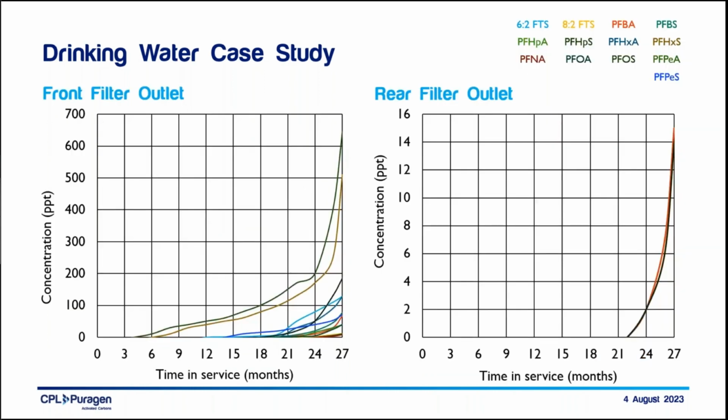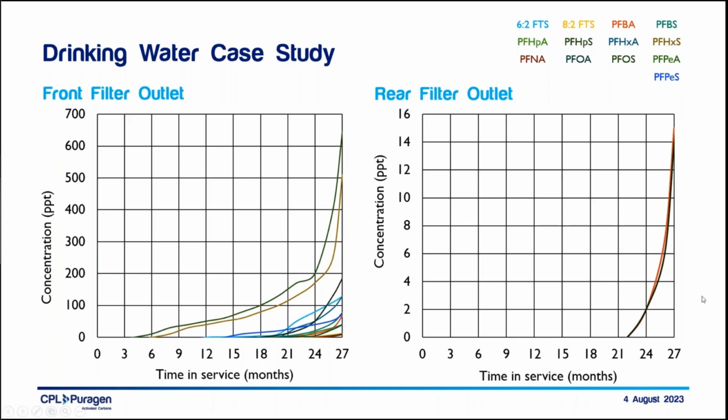Now, hopefully, through the understanding of the mass transfer theory that I went through earlier, you spotted that using a lead-lag arrangement is going to allow clients to make better use of their carbon beds. That's possible because once breakthrough occurs on the front filter, the rear filter can be rotated into that front position, and then a replacement filter containing fresh carbon is installed in the rear position. For this reason, we monitored the outlet water from both the front and rear filters.